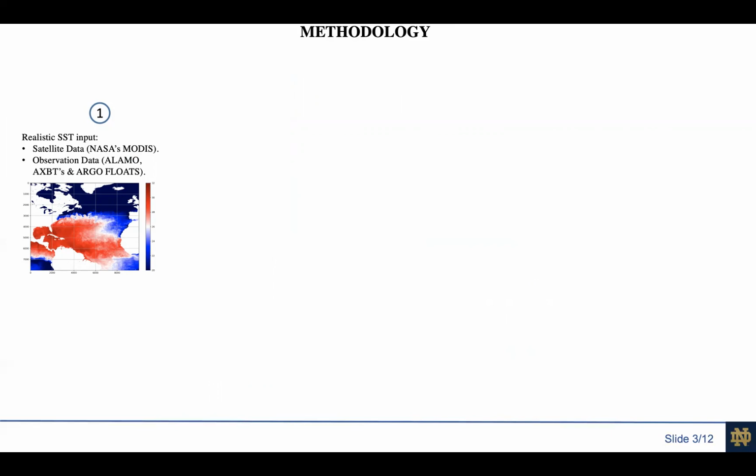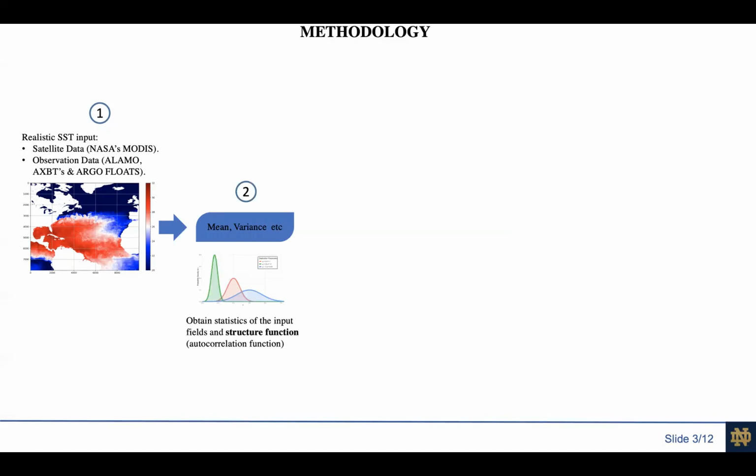Realistic SST inputs from satellite and observation data, in this case from NASA's MODIS, will be used as the initial data source for our SST analysis. From this, the first and second order moments are extracted. In addition, we are also going to be extracting the structure function. The structure function, or the variogram, is a critical aspect of our workflow because it gives us a length scale of spatial coherence, characteristic of the large eddy sizes and filament-type structures seen in realistic SST fields.